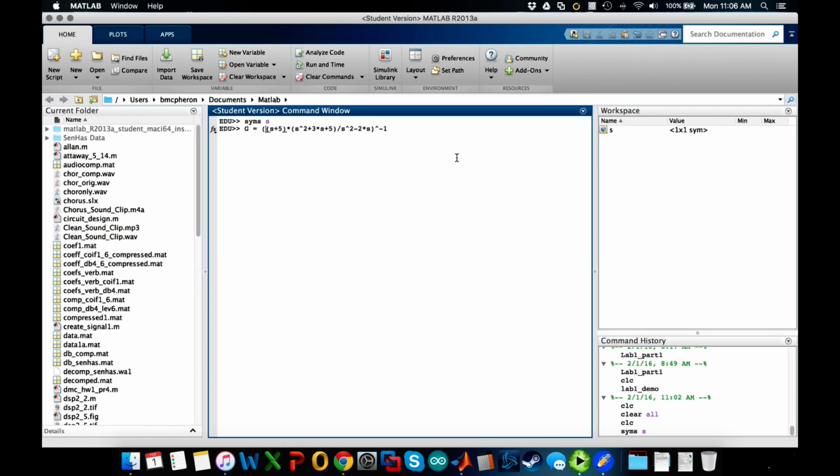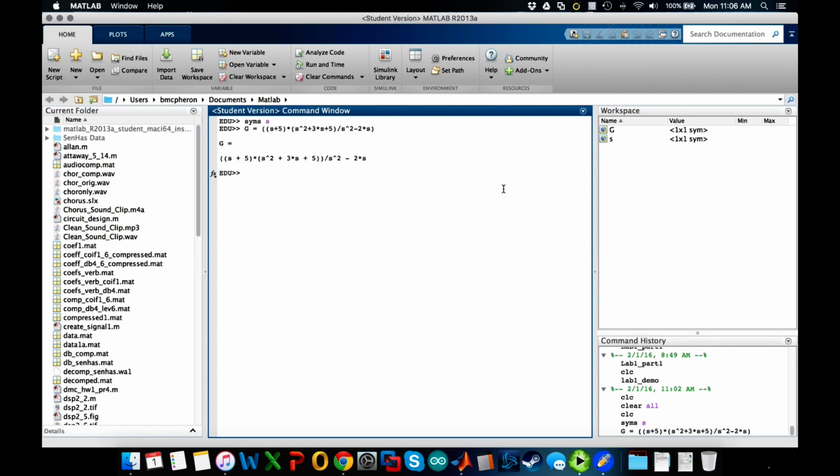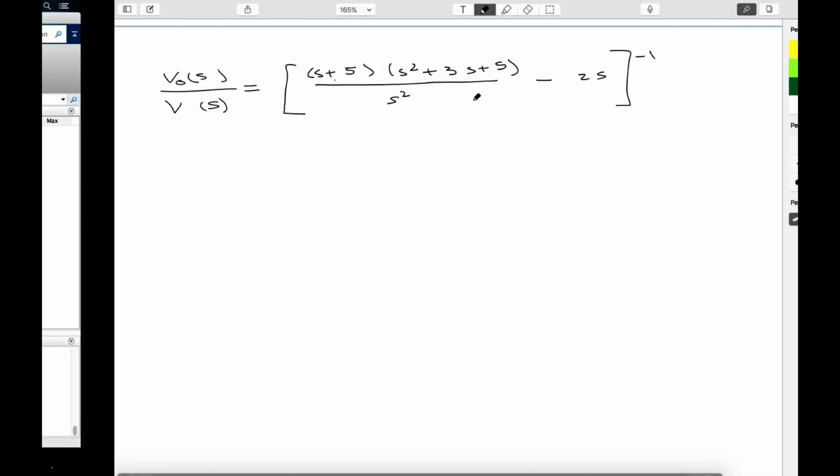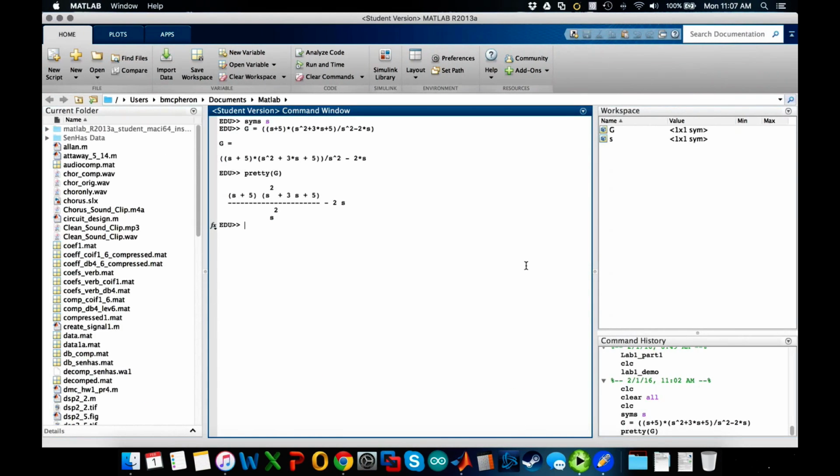And so, again, what I just wrote here is that. Actually, let's remove the inverse for now. So if I hit enter, I get this. And the first thing I want to show you with symbolic math, I can actually make this nicer by using the command pretty. So pretty of g. And it looks like what I had over there, the s plus 5, s squared plus 3s plus 5 over s squared minus 2s. All right, so the pretty command will do that. And now I want to say g is equal to g to the power minus 1, or 1 over g. Okay, and I get this result.